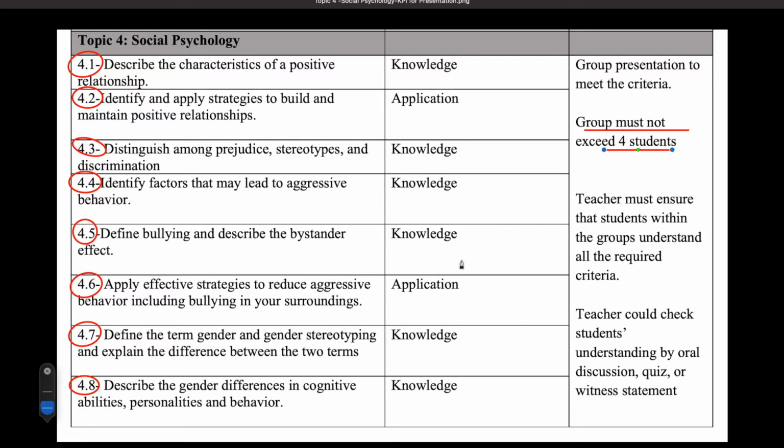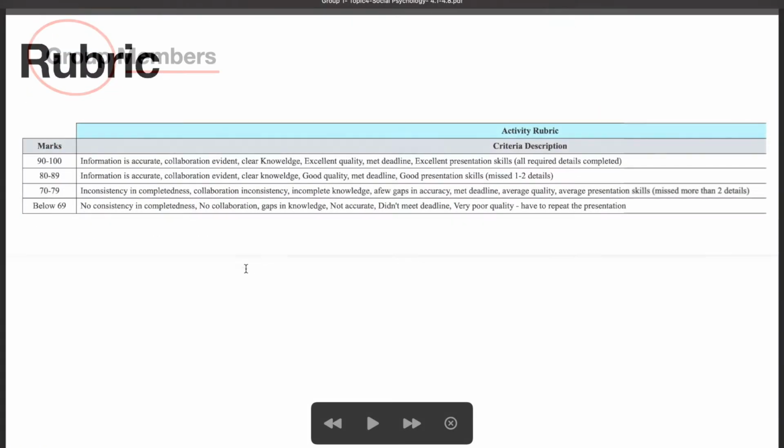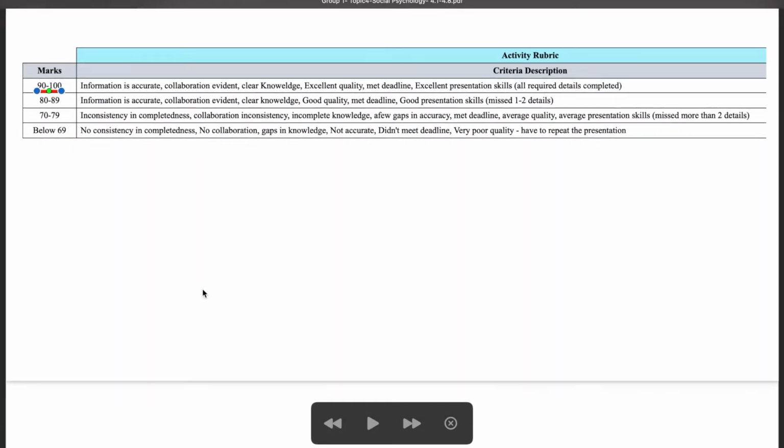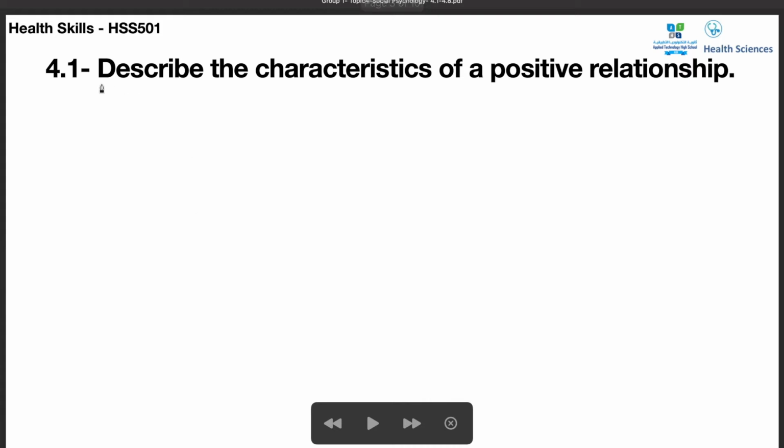Now the next thing is that when you go to the presentation, this is your rubric. You should know that if you want to get 90 or 100 marks, this is how you will follow, and make sure you don't get less than 70% marks. Be careful with the first KPI, which says that you can use a PowerPoint presentation, Pages, Keynote, or whatever is easy for you.